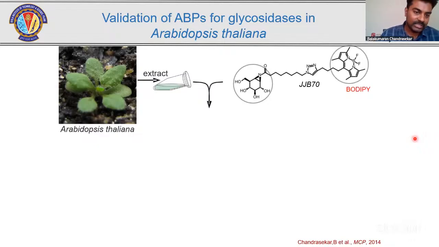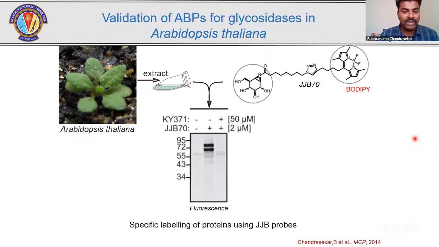Now I got the probe from my PhD supervisor, and to test it, I used Arabidopsis thaliana as a model system. I took Arabidopsis thaliana because I have already shown you that its genome contains a lot of glycosyl hydrolases. We were very curious to know which glycosylases are active, or which can be labeled with the help of the JJB70 probe. I took Arabidopsis thaliana leaf extract, ground it in a suitable buffer, added the JJB70 probe, and profiled it with in-gel fluorescence scanning, which I have told you about.